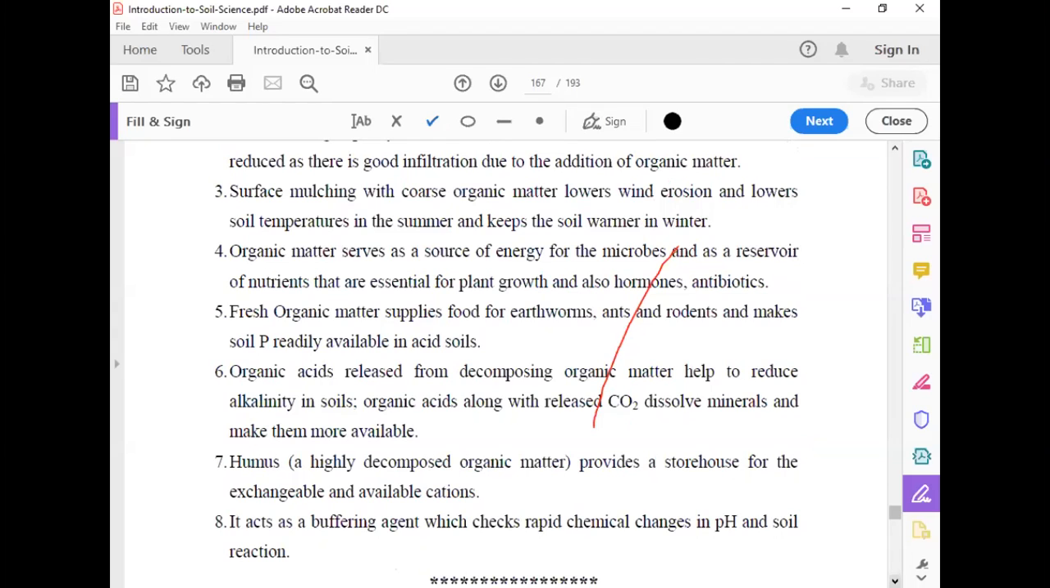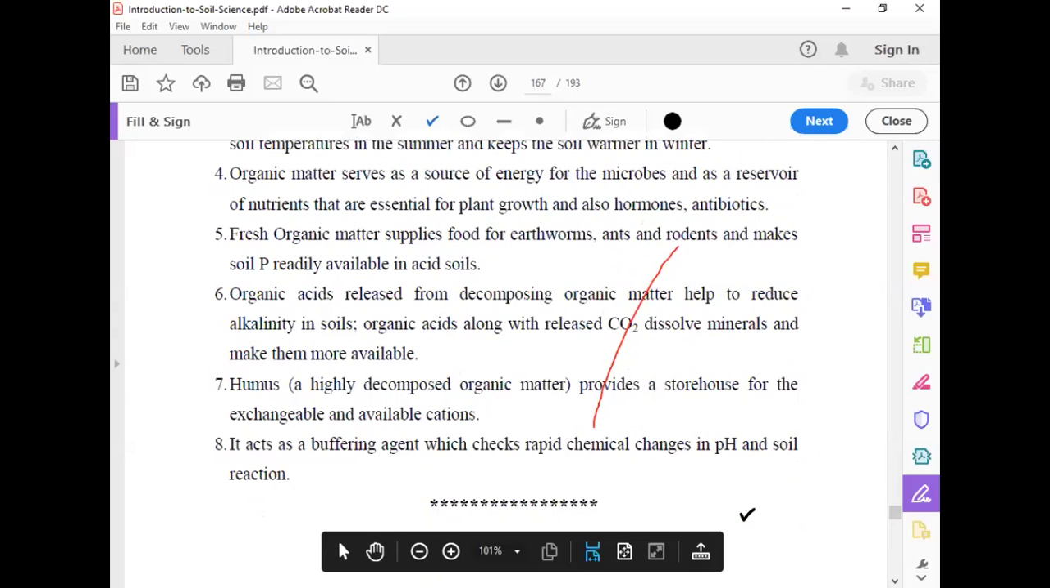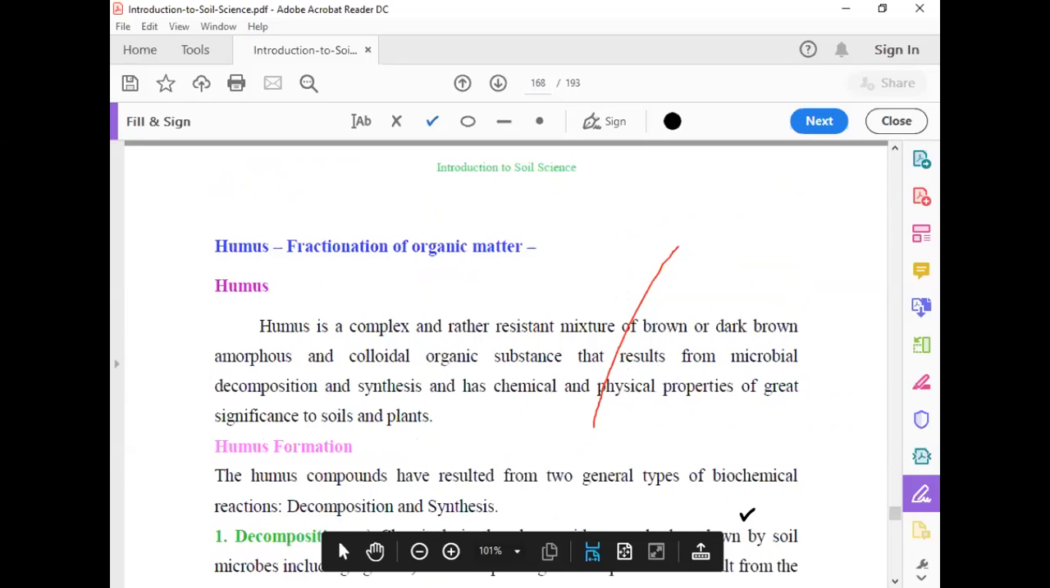Then humus is a storehouse of nutrients in exchangeable and available forms. Then organic matter acts as a buffering agent which checks rapid chemical changes in pH and soil. Okay, it is all about organic matter decomposition.